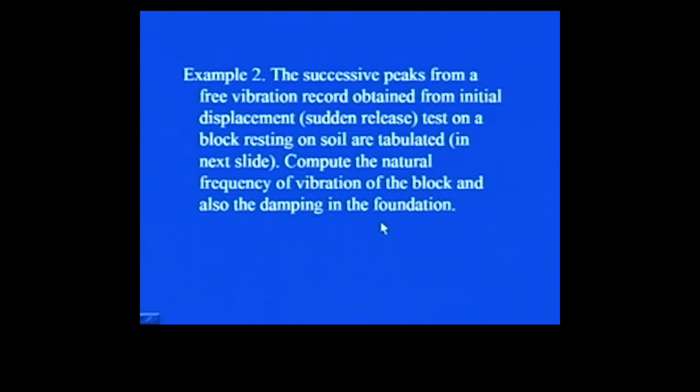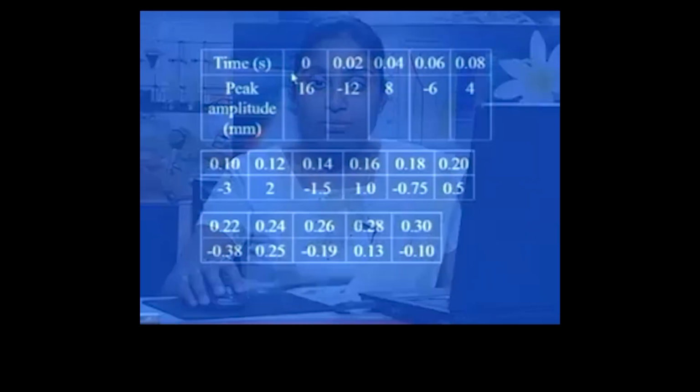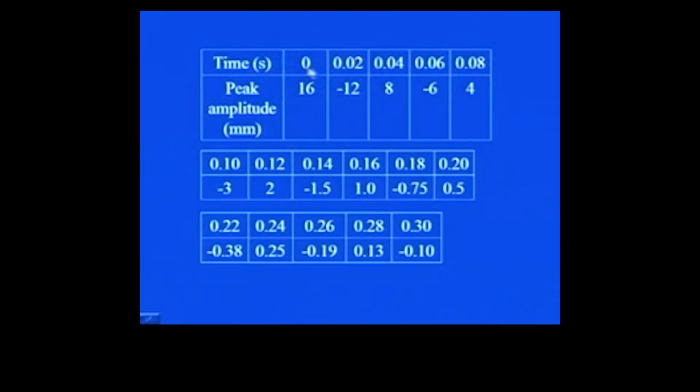So you have to remember that it is a free vibration test. In a free vibration test, the two successive peaks of the amplitude, the difference of these two gives you the magnitude of the damping factor. So how is it done? This is the data which has been supplied with the problem. With time, you see the time is increasing from 0 to 0.02 seconds, 0.04 seconds, 0.06, 0.08, then 0.10, 0.12 and so on till 0.30.